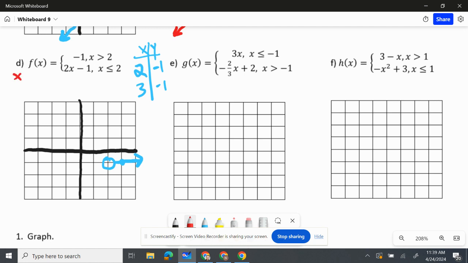For my second one, I start at 2 because that's where the domain starts me. When I plug in a 2, 2 times 2 is 4, minus 1 is 3. Pick a number less than 2, which is 1. When I plug in a 1, 2 times 1 is 2, minus 1 is 1. So I have 2, 3, which is a closed circle. Then I have 1, 1.